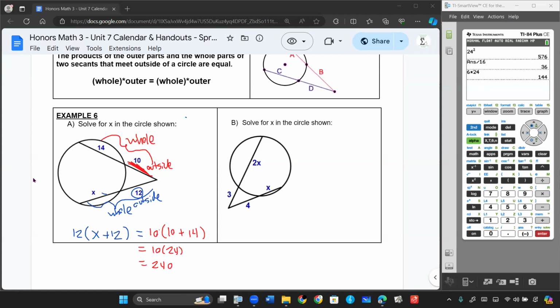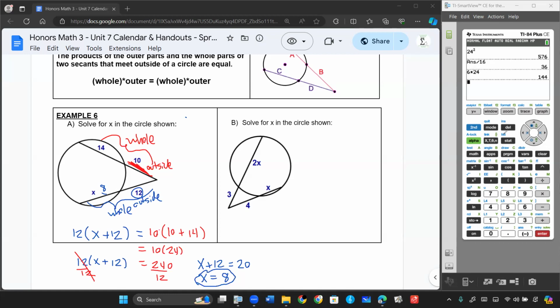Next, I'm going to copy the 12 and the x plus 12. I am going to divide both sides by 12. I find that easier to do. So 240 divided by 12 will be equal to x plus 12. 240 divided by 12 is going to be 20. And so x will be 20 minus 12, which will be 8. So this will be 8.